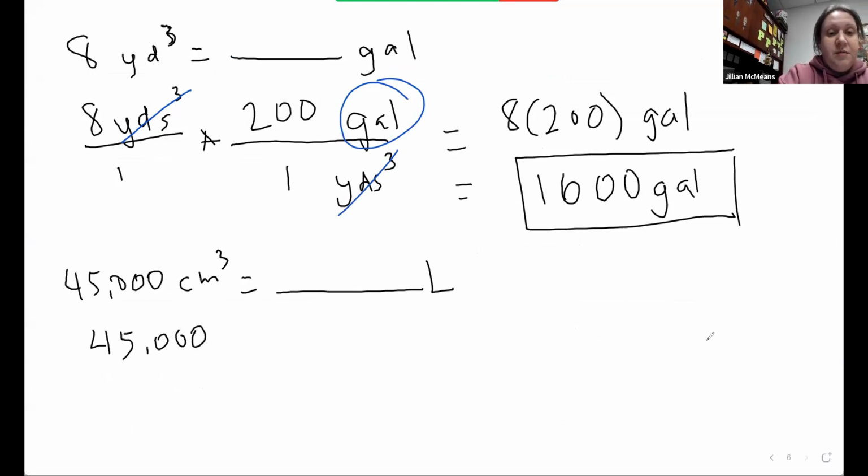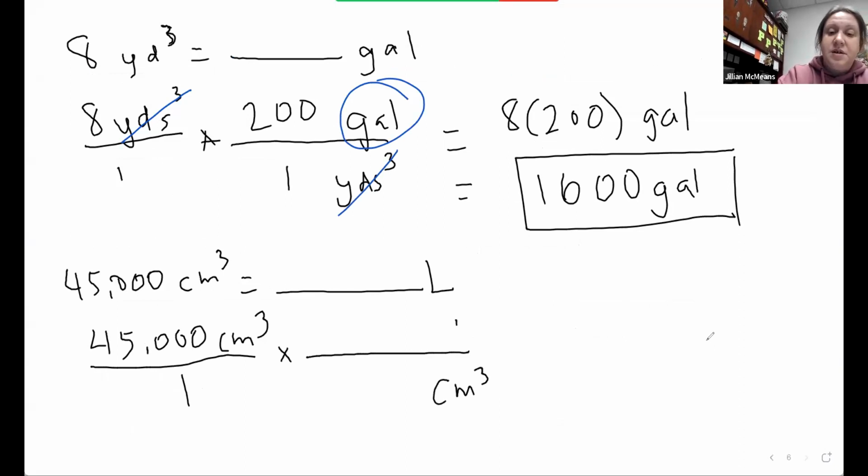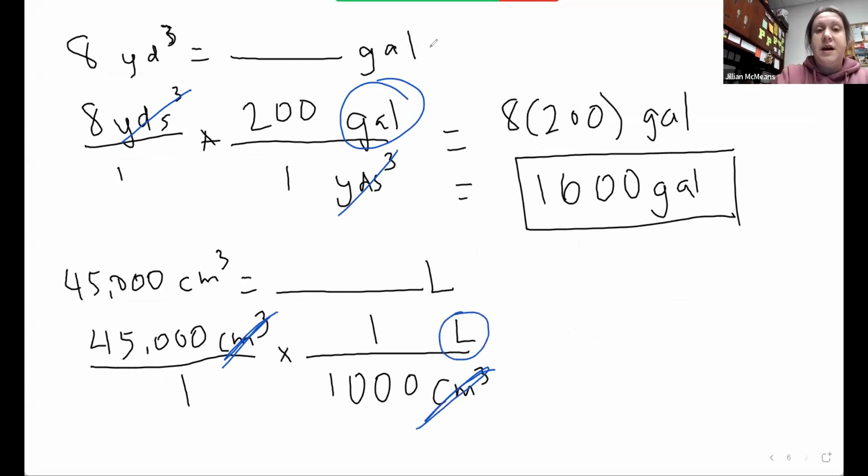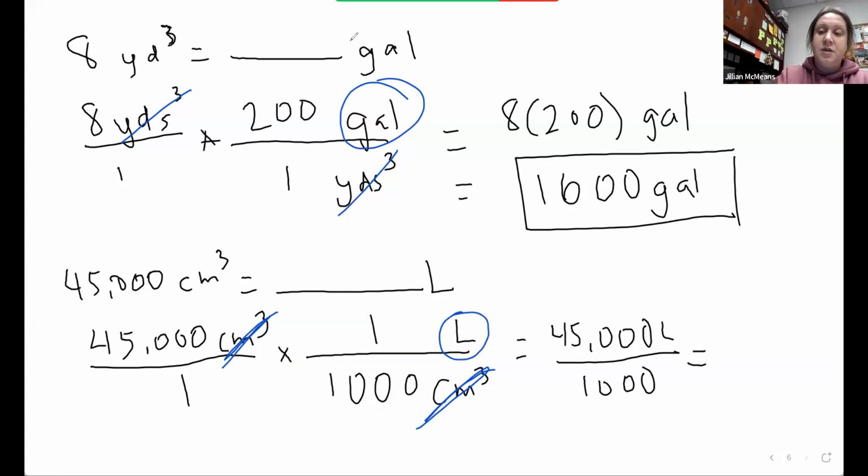We start with what we know, put it over 1, and then multiply by a unit fraction that relates cubic centimeters and liters. And remember, 1,000 cubic centimeters is equal to 1 liter. All right, we clean things up, figure out what we get. So cubic centimeters cancel, we're left with our desired unit liter in the numerator. For this example, my numerator is 45,000 times 1 liters. My denominator is just 1,000. So simplifying that either on paper or on the calculator, you get 45 liters.